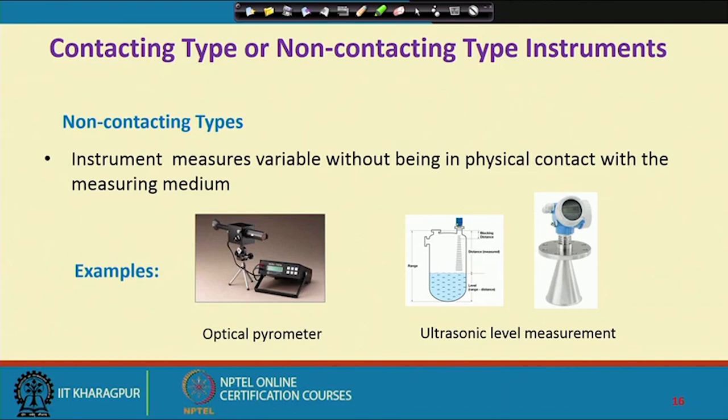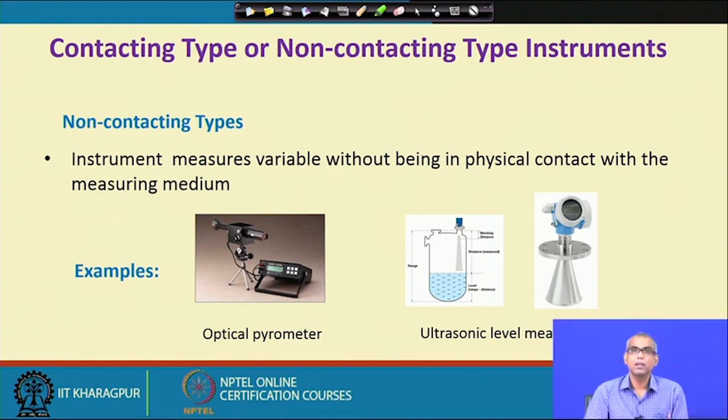Non-contacting type instruments. Here, the instrument measures the variable without being in physical contact with the measuring medium. So, you do not have to bring the instrument in direct contact with the medium whose quantity you are measuring. Imagine you want to measure the temperature of a furnace. The temperature may be extremely high. So, it may not be possible for you to bring a sensor or instrument in direct contact with the medium. So, we will rely on principles of non-contacting type instruments. An optical pyrometer is an example of a non-contacting type instrument. It is a temperature measuring instrument.